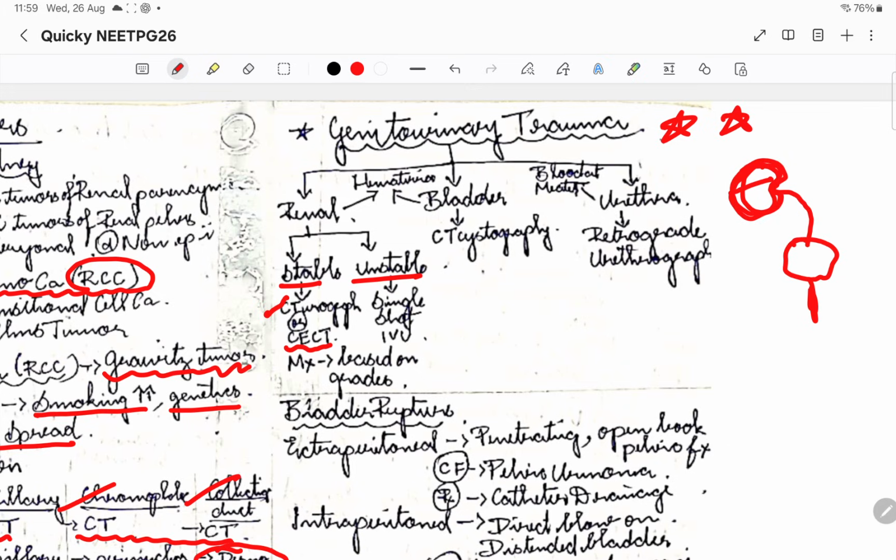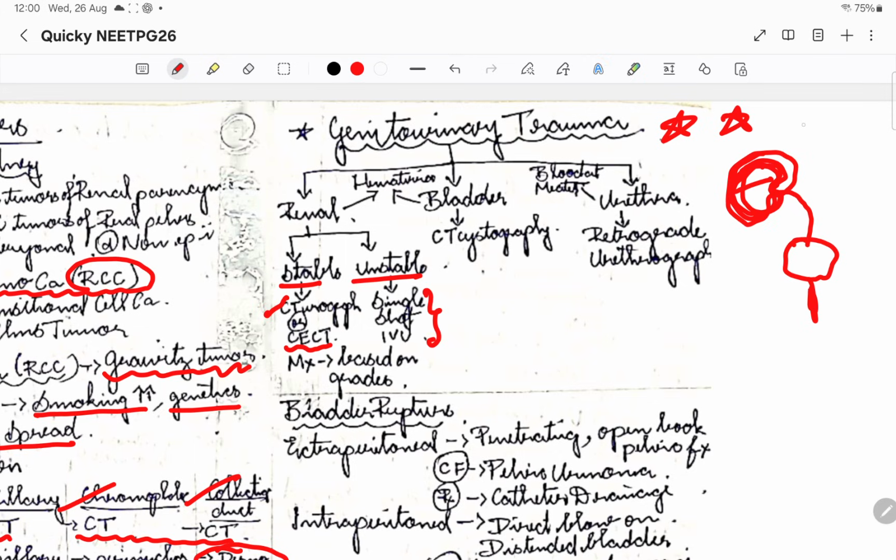Suppose the patient is unstable with the vitals, what we are going to do is a single shot IV urogram and see how the kidney looks. Okay, so this is how we will be doing the investigation. And you know that, right?